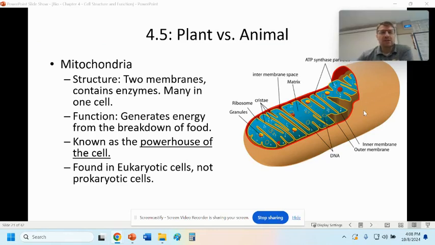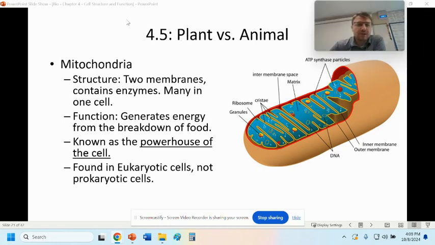All right, hello everyone. We're going to do the 5th section here. This is going to be about plants and animals, and specifically their cells. So we're going to be looking at some things that are in plant cells and things that are in animal cells. So without further ado, let's get into mitochondria.